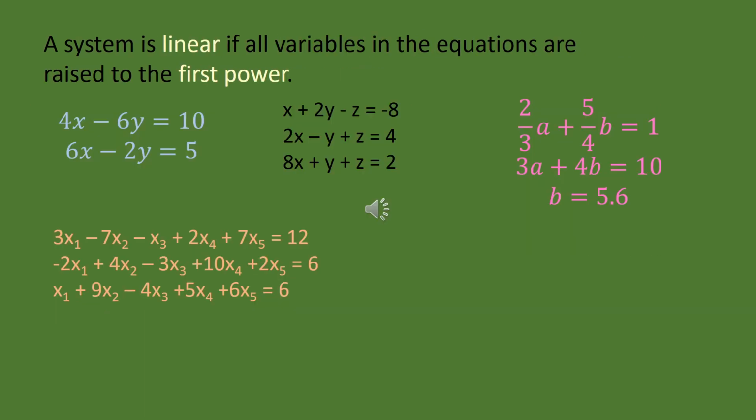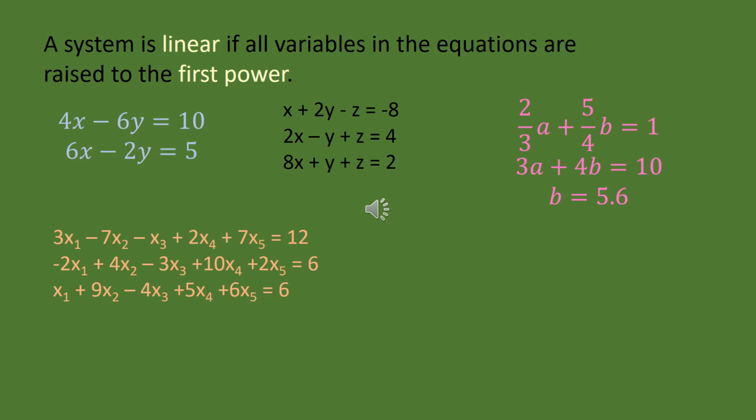A system is actually linear if all of the variables that are shown in the equation are raised to the first power. No other power. No squares, no cubes, no square roots, no cube roots, no trig functions, no log functions, no exponential functions, just coefficients and variables raised to the first power.